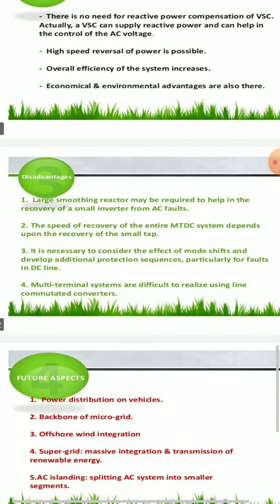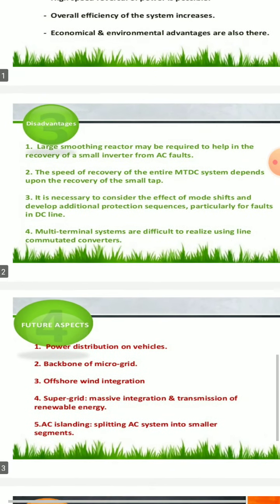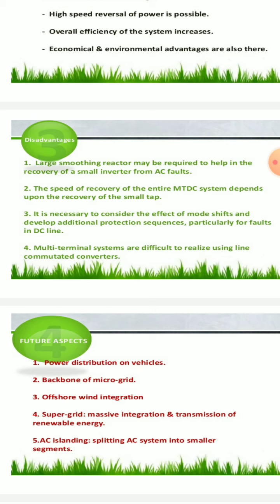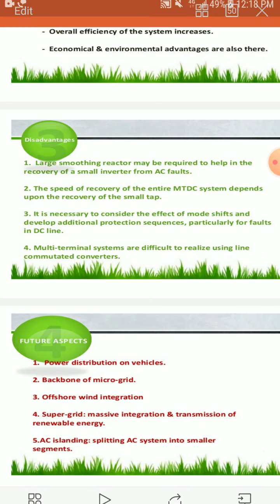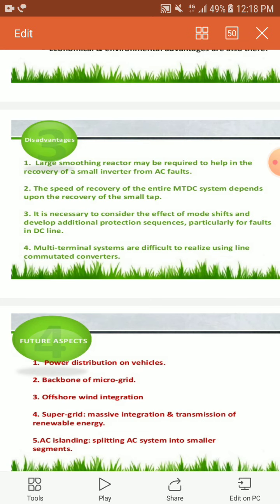Disadvantages. A large smoothing reactor may be required to help in the recovery of a small inverter from AC faults. The speed of recovery of the entire MTDC system depends upon the recovery of a small tap. It is necessary to consider the effect of mode shifts and develop additional protection sequences, particularly for faults in the DC line. Multi-terminal systems are difficult to realize using line commutated converters.